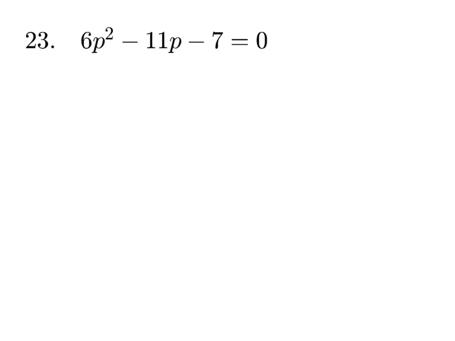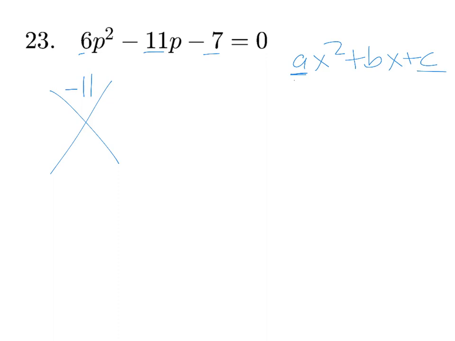For 23, there's no value that divides into all these numbers. So what do I do? I have ax squared plus bx plus c to work with in this problem, so I'm going to use the big X method. But there's one subtle difference from the previous two examples. The a value here does not equal 1, so you have to take that into account. My b is negative 11, but on the bottom I'm not just going to put c, I'm going to put a times c. So it's going to be negative 42 on the bottom.